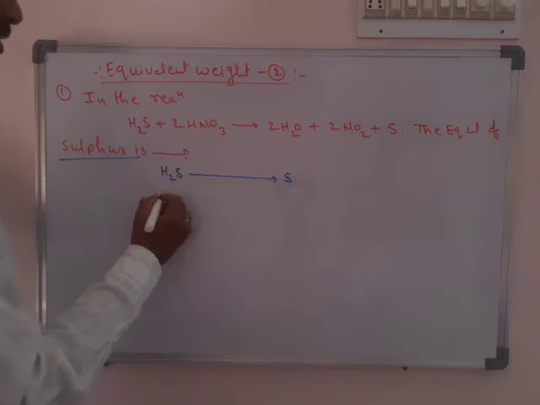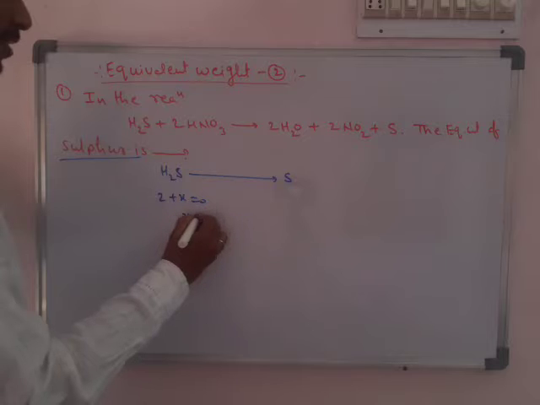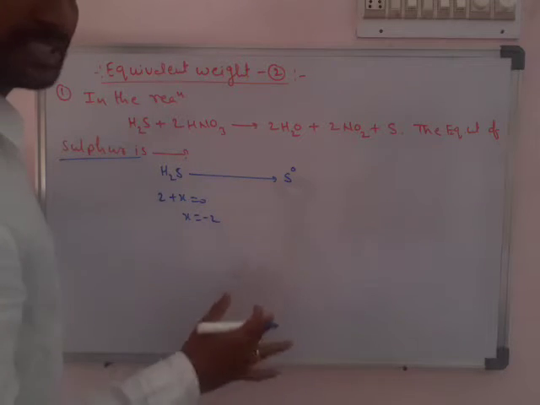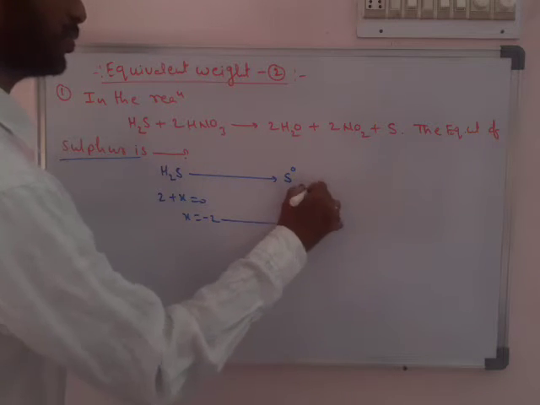Here, what is the oxidation number of sulfur? We know that 2 hydrogens plus X, sulfur oxidation number is minus 2. Here, the individual sulfur is present in the free state, so its oxidation number is 0. It means it changes from minus 2 to 0.